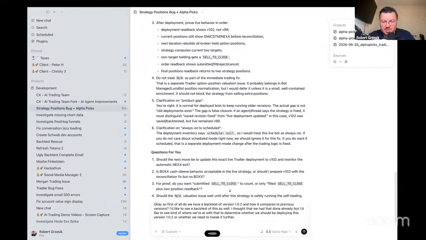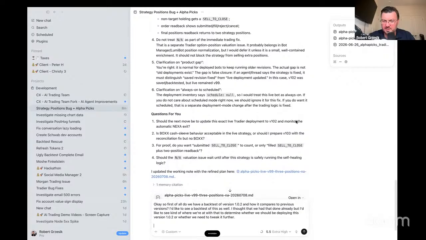And then to answer your questions, your first question is, should the next move be to update this exact trader deployment to 102? No, not yet. I want to see the back test first.